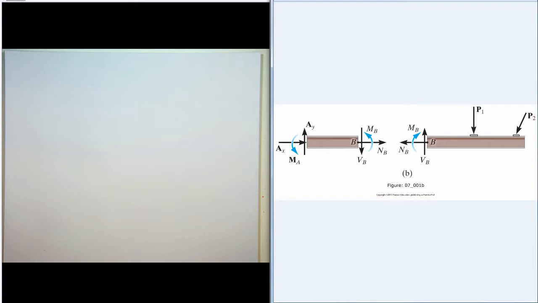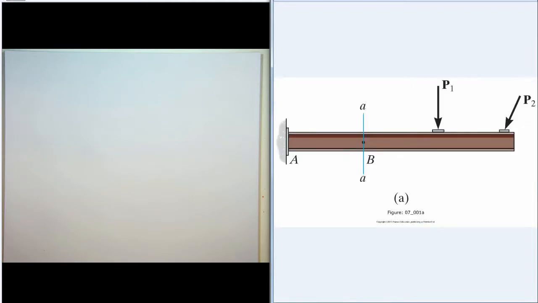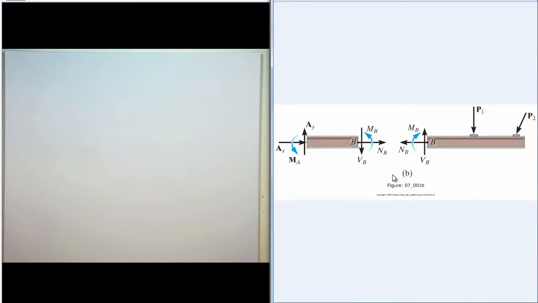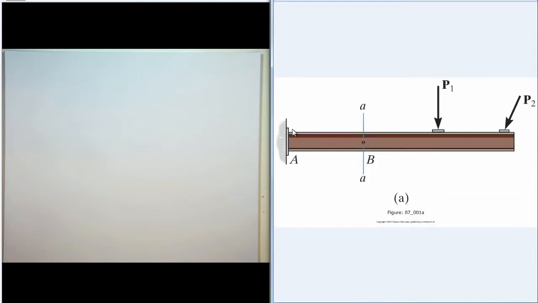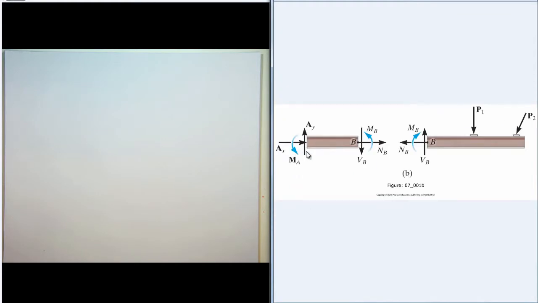So here is a section of that beam where we've divided it along the blue line, AA. Now we have a portion on the left half from A to B, and then a portion from B to the end. Here are free body diagrams for those two sections. On the left we have the beam from A to B, and we have the reactions at the wall from the fixed support. Those are shown in the diagram.